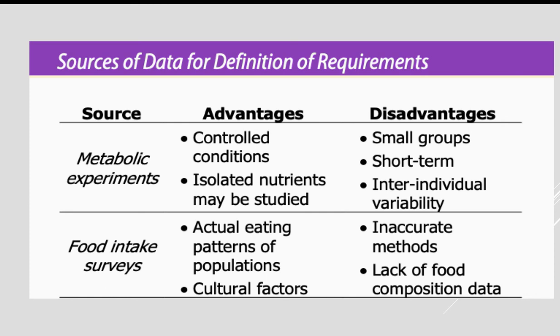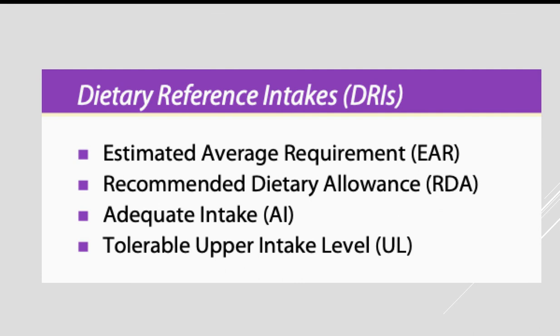The data for determining recommended daily allowances, adequate intakes, upper limits, and all that are usually taken from metabolic experiments, which have their pros and cons, and food intake surveys, which also have their pros and cons. You can read about it in that slide right there. Dietary reference intakes, or DRIs, include estimated average requirements, or EAR, recommended daily allowance, RDA, adequate intake, or AI, and a tolerable upper intake level, or UL.